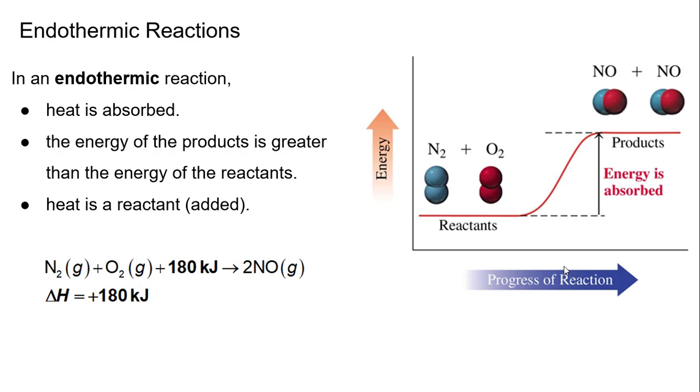In an endothermic reaction, it's the opposite. Heat is absorbed. The energy of the products is greater than the energy of the reactants. Heat needs to be added for this to occur, and it's a plus sign. So the reactants are actually lower energy. For this reaction to occur, it needs energy. The energy will push this reaction to occur, force these bonds to be broken, and new bonds to be formed. So the energy has to go in or this reaction will not occur. And that means it's a plus.